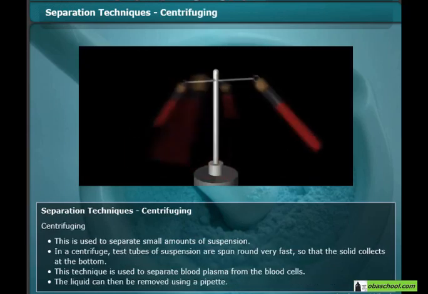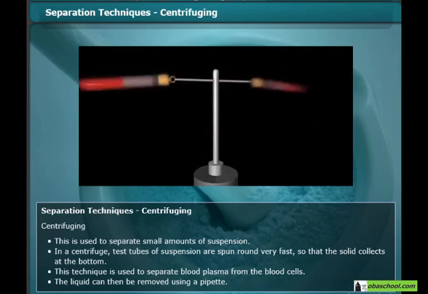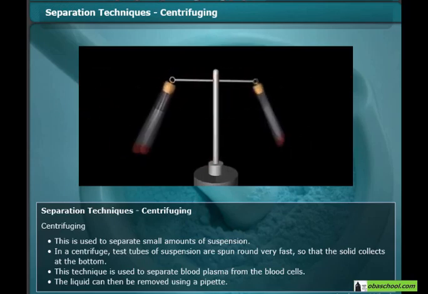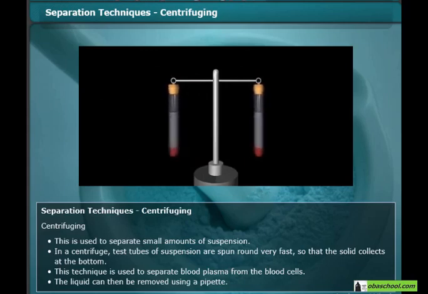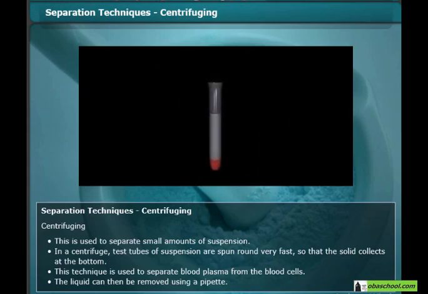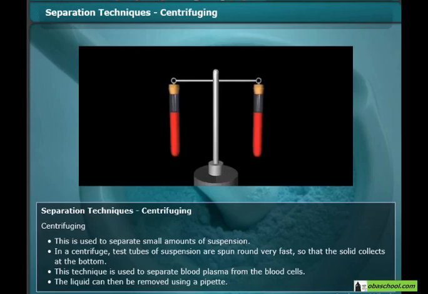Centrifuging. This is used to separate small amounts of suspension. In a centrifuge, test tubes of suspension are spun round very fast so that the solid collects at the bottom. This technique is used to separate blood plasma from the blood cells. The liquid can then be removed using a pipette.